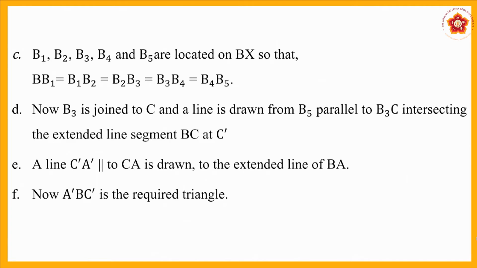Now, B3 is joined to C and a line is drawn from B5 parallel to B3C, intersecting the extended line segment BC at C dash. A line C dash A dash parallel to CA is drawn to the extended line of BA. Now, A dash B C dash is the required triangle.